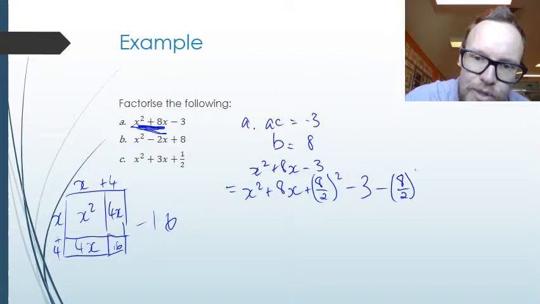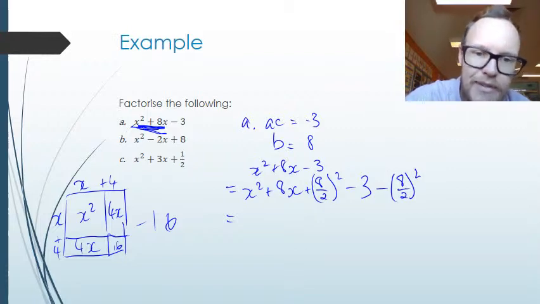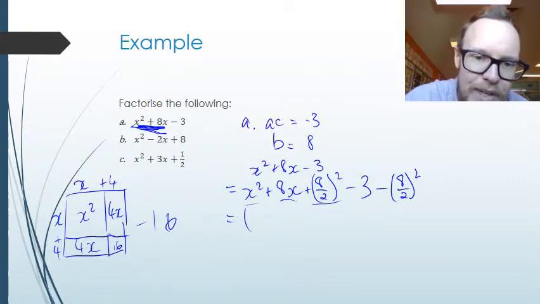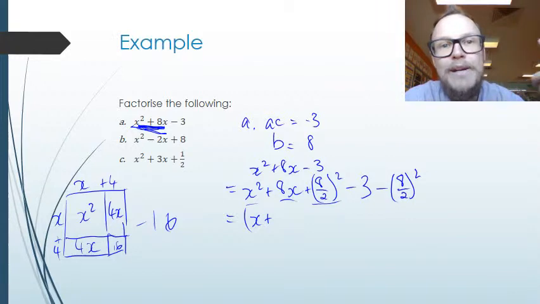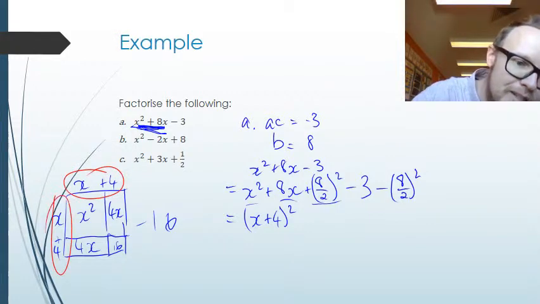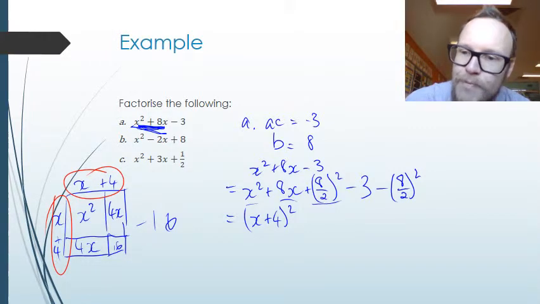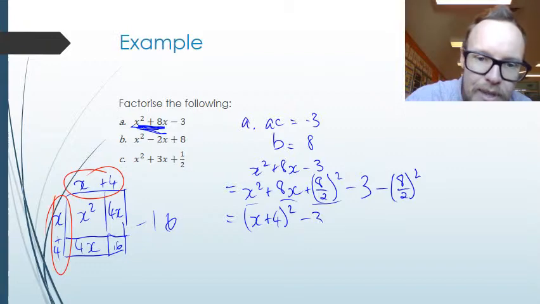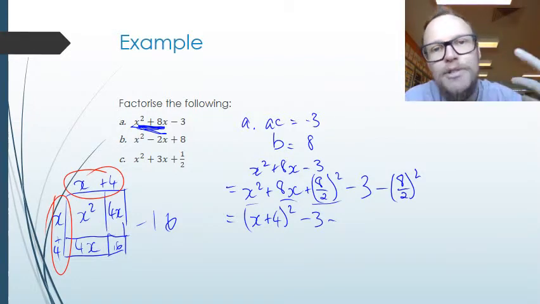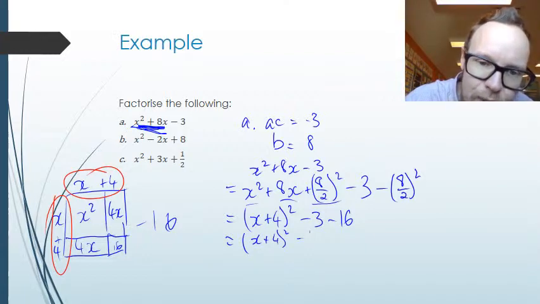8 over 2 squared. Now I can factorise the first three terms here, because x squared plus 8x plus this thing squared is going to be equal to x plus b over 2, which is 4, squared. And I can see that in my diagram over here: I've got x plus 4 times x plus 4, I multiply those two together, and I get x squared plus 8x plus 16. All right? So I've still got my minus 3 here, and I'm taking away the 8 over 2 squared. 8 over 2 is 4, 4 squared is 16. All right? So this is equal to x plus 4 squared minus 19.